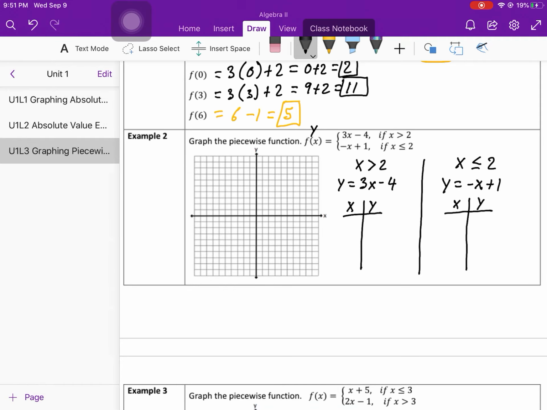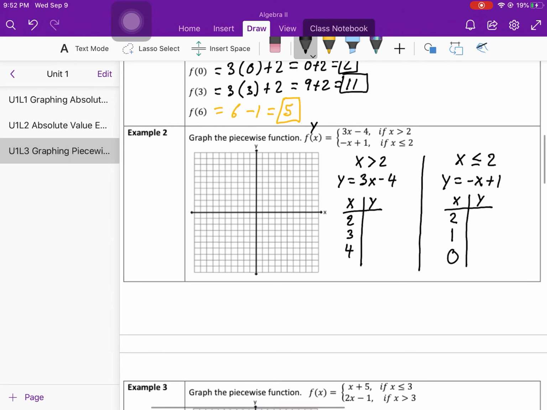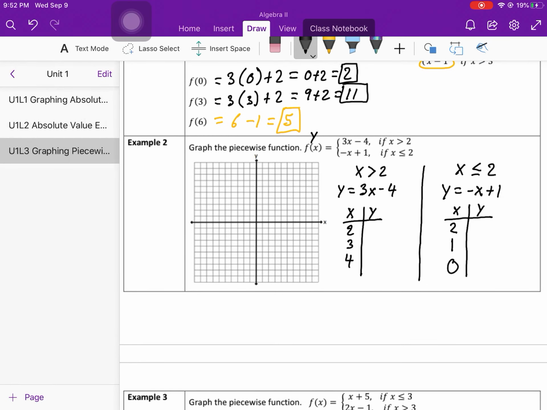On the left side, I'm looking at values that are greater than 2, but I also want to pick a value at exactly 2, and I'll show you why here. So I'm going to start at 2, and then x has to be greater than 2, so 3, 4. So we got 3 points. That should be good enough. Next, we want to do the same thing on the other side, but now we want values that are less than or equal to 2. So again, we're going to pick 2, and then values smaller, so let's go 1, and then 0. So that should work.